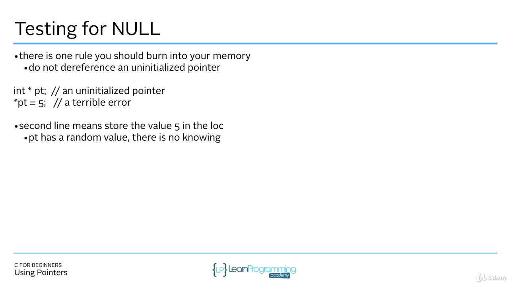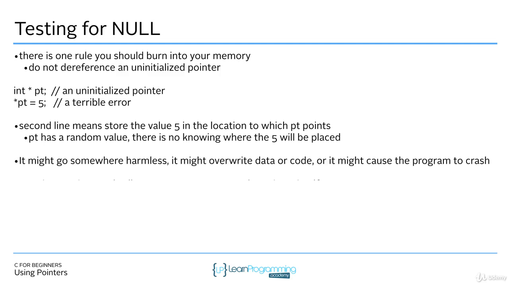That's a big mistake. So the second line basically means that you want to store the value 5 in the location to which PT points, but PT doesn't point to anything because it hasn't been initialized. So PT is now going to have a random value. So there's no knowing where 5 will be placed. It could be placed anywhere in memory. This might be harmless. It might overwrite existing data or existing state variables in your program. It might cause the program to crash. It's very problematic.